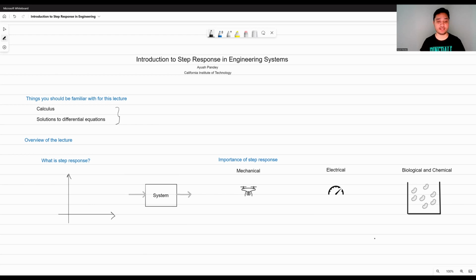Step response is defined as the response of a system to a step input. What is a step input? A step input, let's call it u(t), is an input which is 0 for a certain time, and then it changes its value abruptly to a constant value of s, let's say. Then this input is a step input because it takes a step abruptly and changes its value from 0 to s. If s equals 1, then we call this a unit step input.